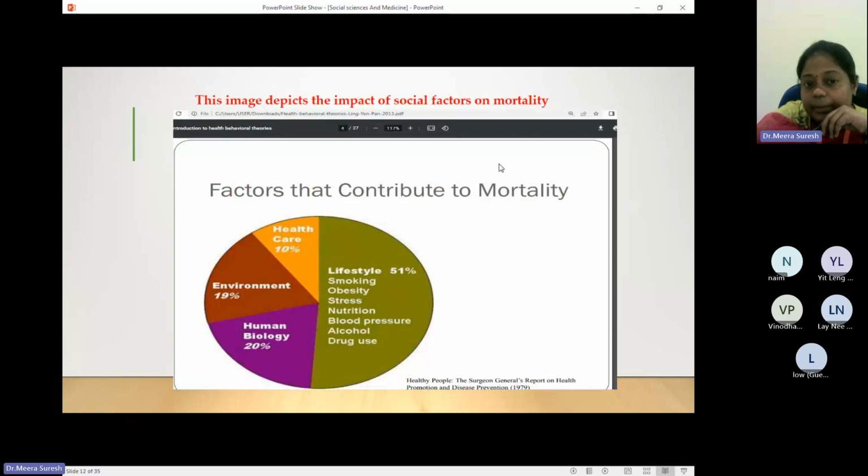Then this is the image which depicts the impact of social factors on mortality. Here you see that more than 50 percent, or half, of the reasons for mortality are due to single individual behavior, where the reason is smoking, obesity, stress, nutrition, blood pressure, alcohol, drug use. Except maybe blood pressure, for which we may find a genetic basis, all the others are due to personal behaviors. So you see how it affects the mortality.